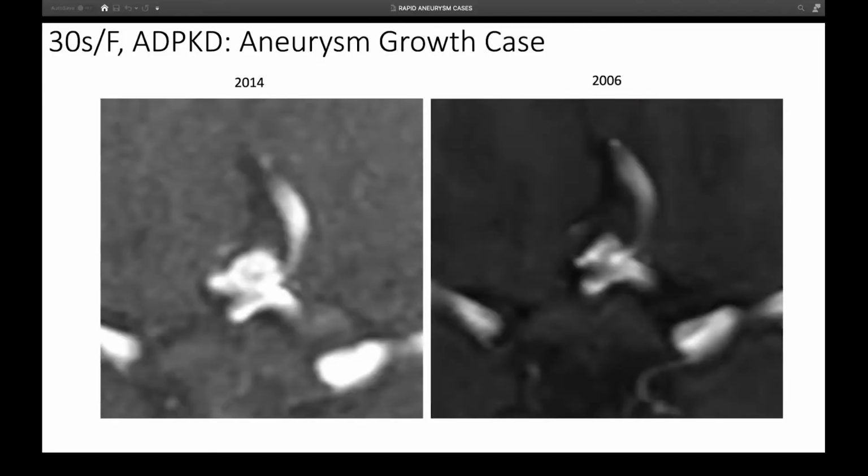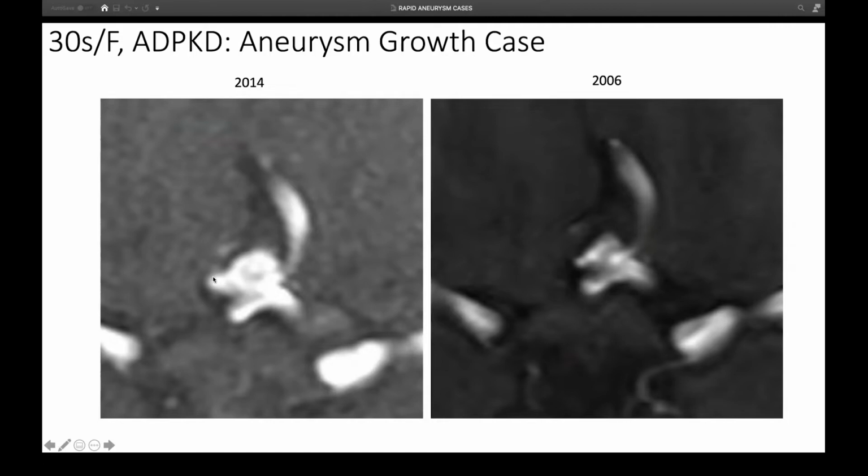So this is a patient who in 2006 was in their 30s, who had autosomal dominant polycystic kidney disease. And you can see here on this MR angiogram that there is this small ACOM aneurysm with this tiny little daughter sac. And at the time, the patient learned about the aneurysm, but did not want to undergo a treatment. At the time, I think surgical clipping was offered.